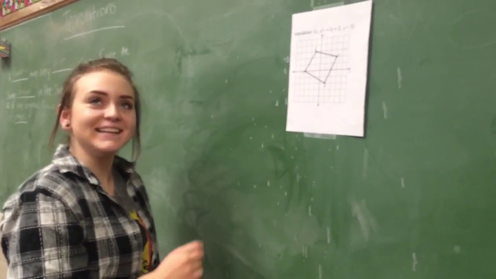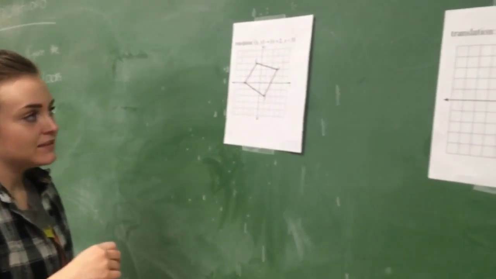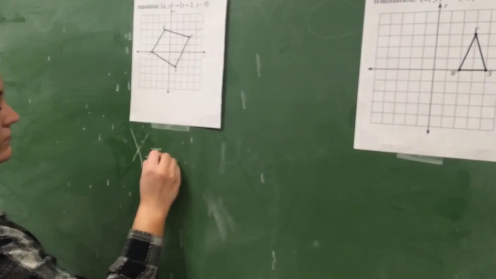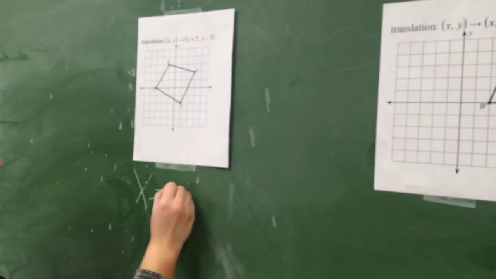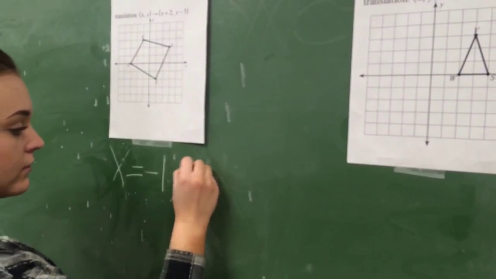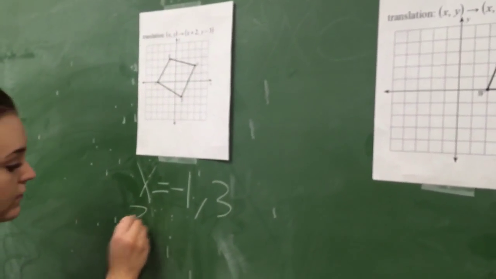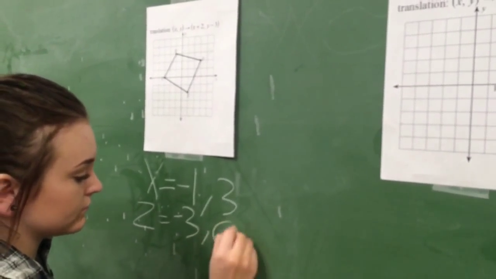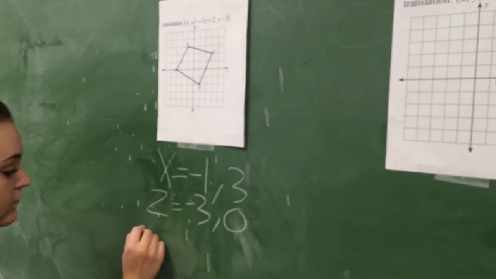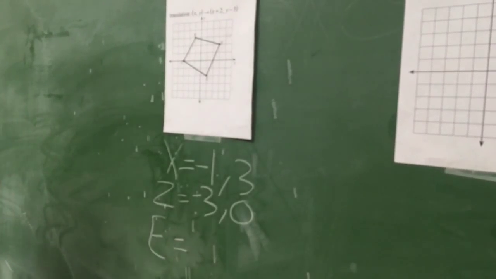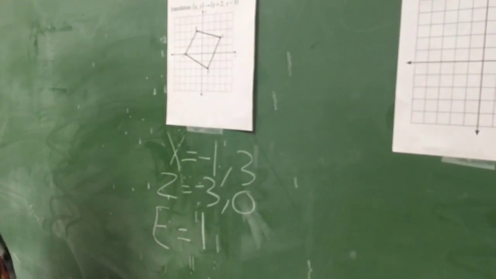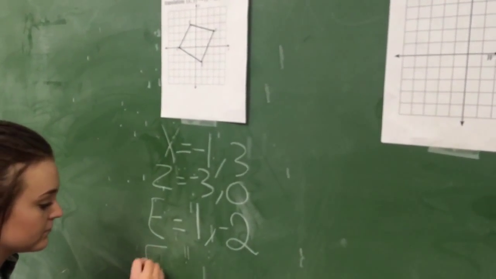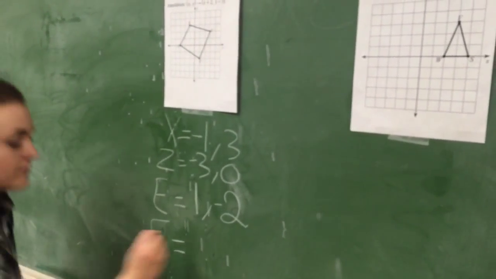Alright, Destiny, you now need to find the coordinates of the new shape. So for X, your coordinates would be negative 1, 3. Then for Z, it would be negative 3, 0. For E, it'd be 1, negative 2. For F, it'd be 3, 2.